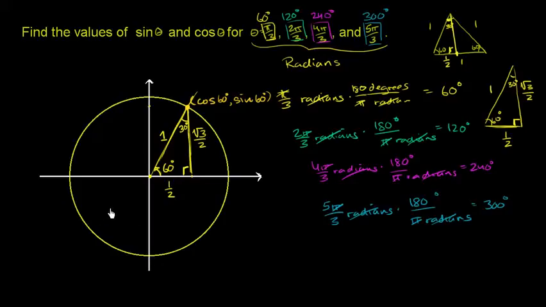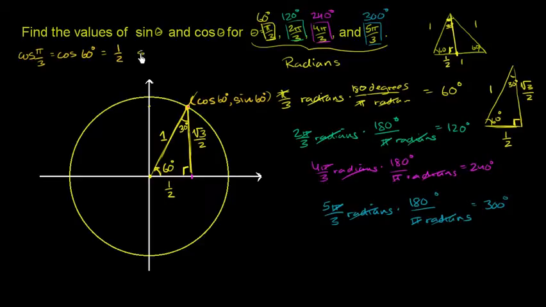So let's go back to the question. What is cosine of 60 degrees going to be? Well, that's the x-coordinate of this point, which is this value right over here, which we see is 1/2 in the positive direction. So this is going to be, let me write this down, cosine of pi over 3, which is equal to cosine of 60 degrees, is equal to 1/2.